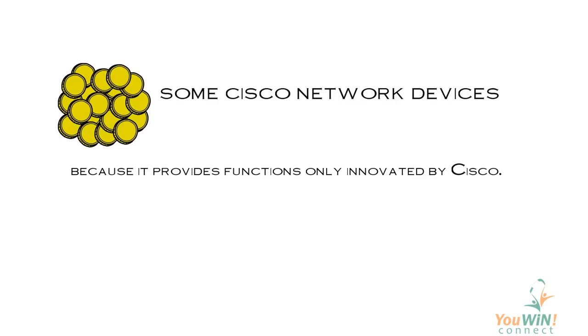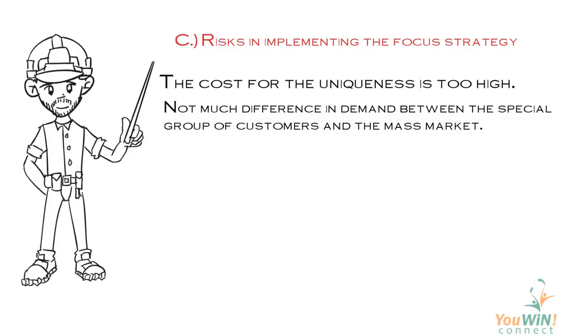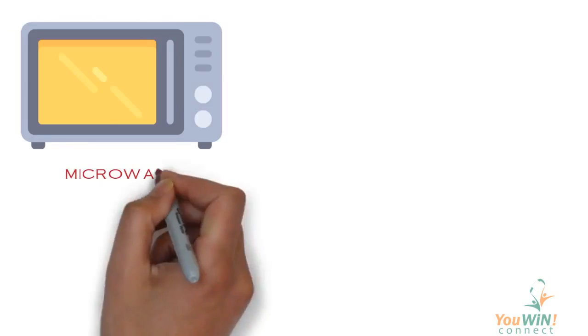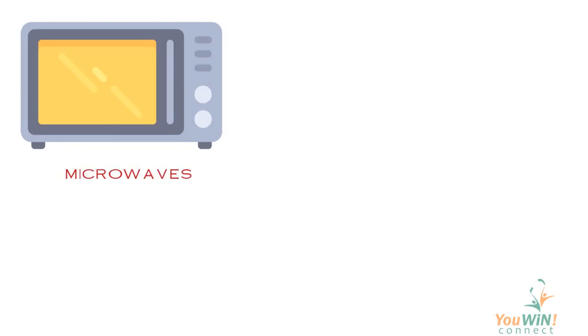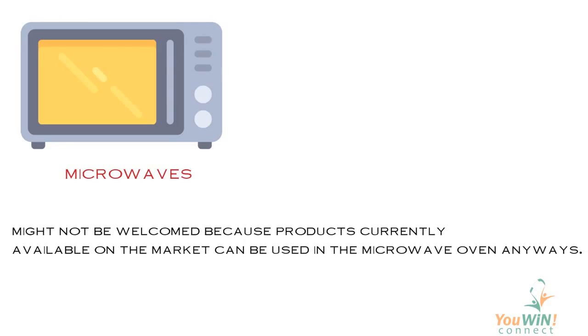Another risk in implementing the focus strategy is that there is not much difference in demand between the special group of customers and the mass market. An example of this is the ceramic kitchenware for microwaves, which is targeting rich families with microwave ovens. This might not be welcome because products currently available on the market can be used in microwave ovens anyway. And this honestly doesn't make it that much different in terms of the demand for that product.